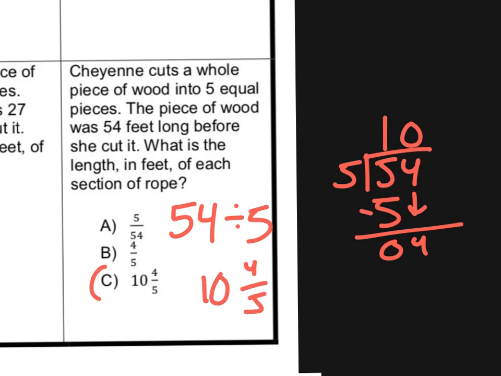So that'll be C. Because when you go 5 and 5, you get 0. And when you drop down this 4, it can't go into it. So you put a 0 up top first, because 5 times 10 is 50, and then you have the remainder of 4.